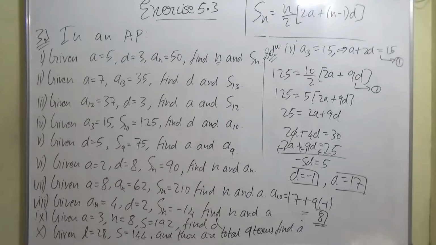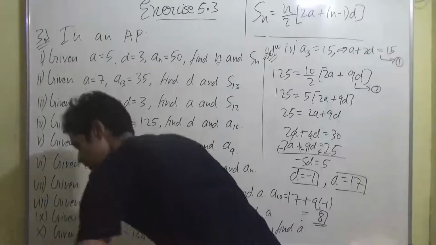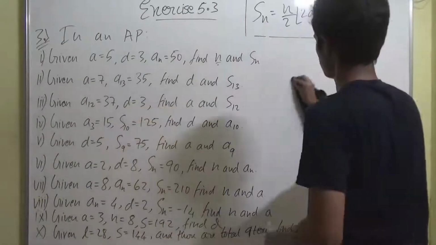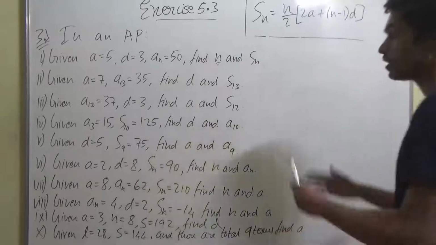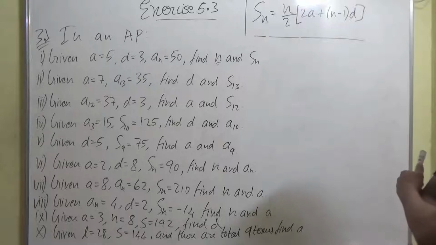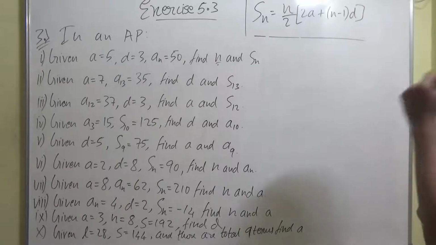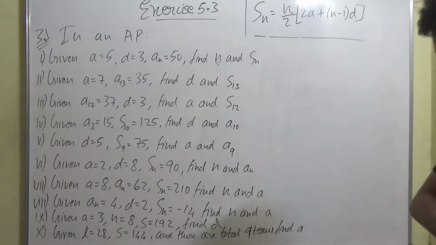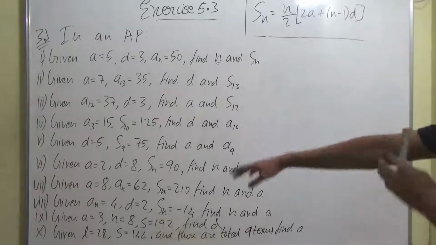Right, now we'll start rubbing it. Done guys, now let's go to the fifth sub question. It is given that D equal to 5, S of 9 equal to 75, find A and A of 9. Okay guys, again we'll be forming two equations. After that we have to find the value of A and D, right? Okay guys, now let's go.